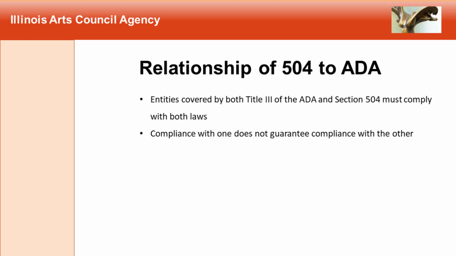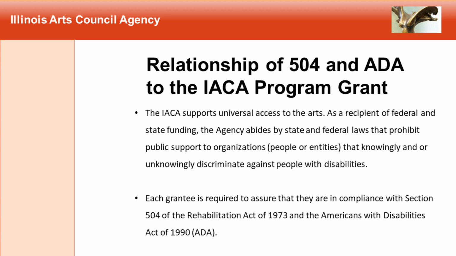The relationship of Section 504 to the ADA is an important one to understand. Entities covered by both Title III, Places of Public Accommodation, of the ADA, and Section 504 must comply with both laws. Compliance with one does not guarantee compliance with the other. There are some differences that are important to understand. Section 504 provides for equal opportunity to enter facilities and participate in programs and activities. It does not require every part of every facility or program to be accessible, whereas the ADA would, for instance. The relationship of Section 504 and the ADA to the IACA program grant is an important one to understand.